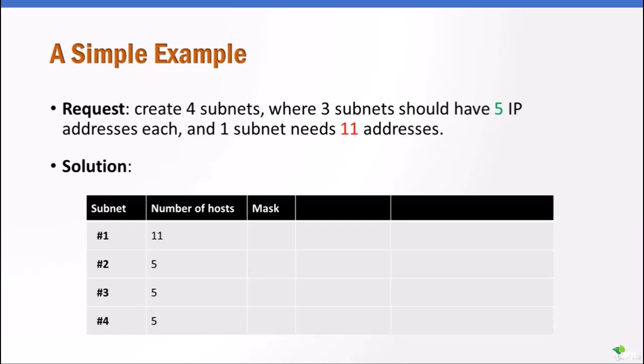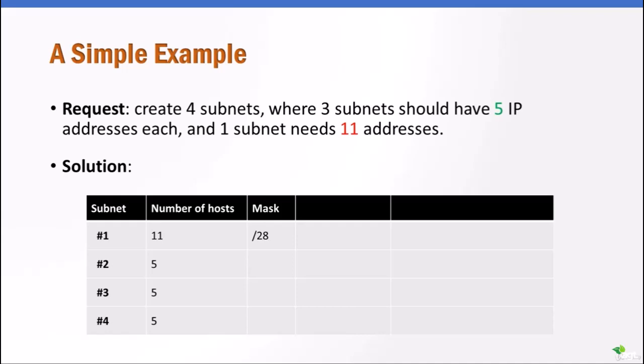For 11 addresses, we're going to need 4 bits. 2 to the power of 4 is 16. If we used 3 bits, that wouldn't be enough. 2 to the power of 3 is 8. So that's not enough for our largest subnet. If we were to use 5 bits, that's too much. That's wasting IP addresses, because 2 to the power of 5 is 32 different IP addresses. We need 11, and we can get 11 by using 4 bits. So that's what we're going to do.